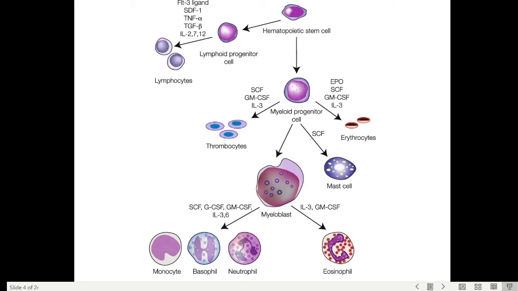What is the role of interleukin 3 in these myeloid cells? These myeloid cells receive the signal from interleukin 3, and then produce the blood cells and activate the blood cells. It's a very important thing in hematopoiesis.